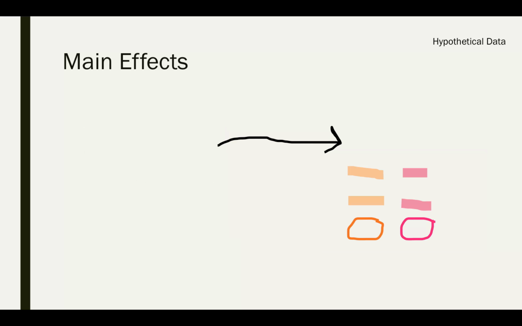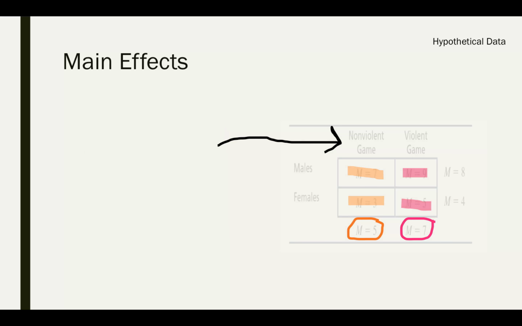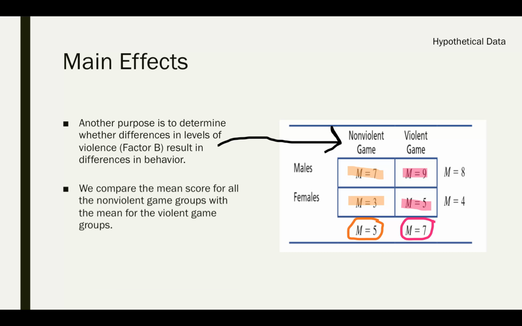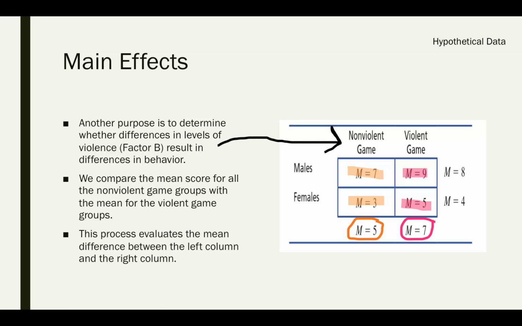Okay, and that's kind of an important thing. Sorry. So now we have the means, okay? So we're going to evaluate the mean difference between the top row and the bottom row, okay? So that's one thing. And then here we're going to evaluate the mean difference between the left column and the right column, so nonviolent games and violent games.